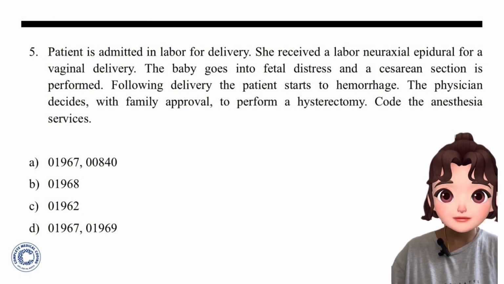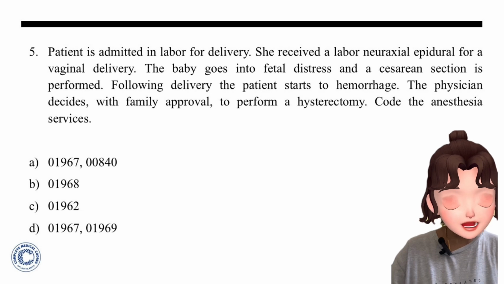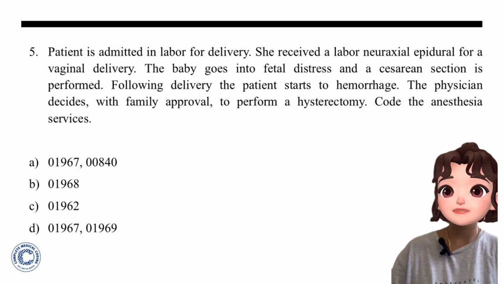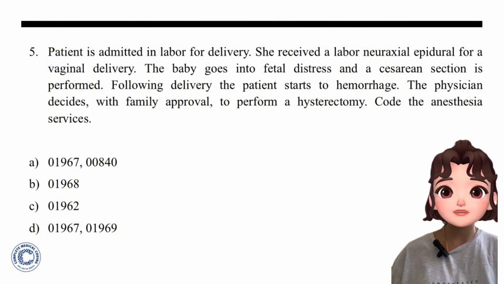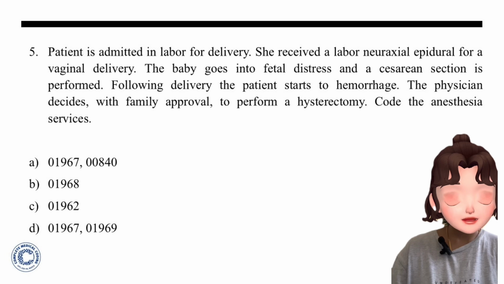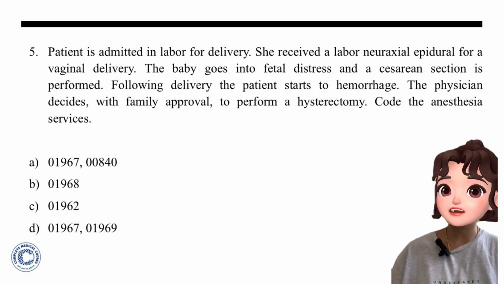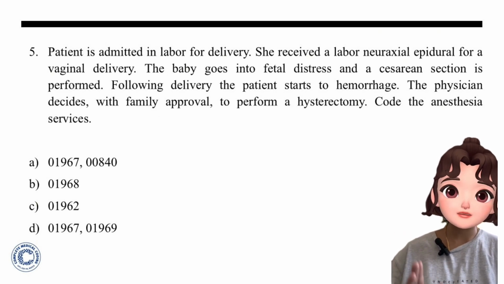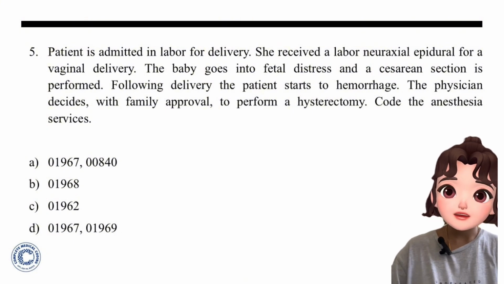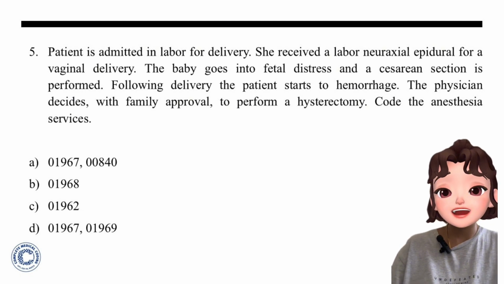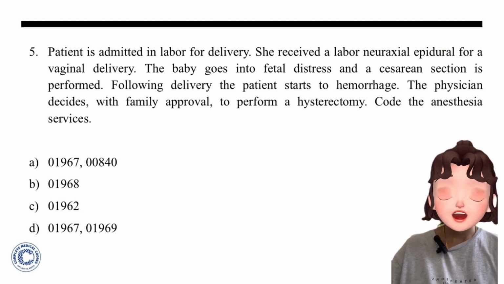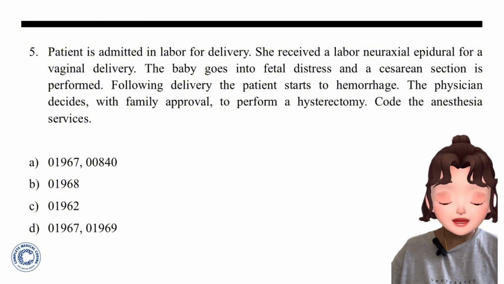01962, option C. 01962 is anesthesia for urgent hysterectomy following delivery. 01962 could be the answer, but let's check the other option also, because 01962 means anesthesia for urgent hysterectomy following delivery. Yes, this hysterectomy is done following a delivery. But just wait. Move to option D. 01967, same, we already checked. And what is 01969? Anesthesia for cesarean hysterectomy following neuraxial labor anesthesia. Yes, this is the exact code that we need, right?